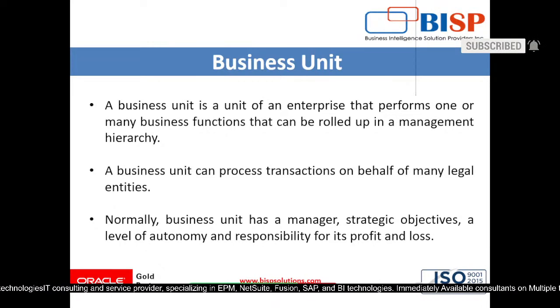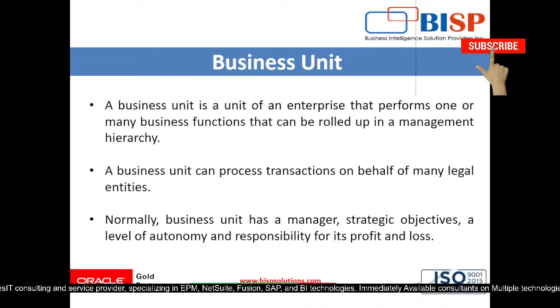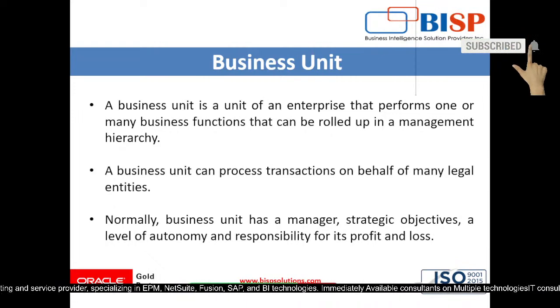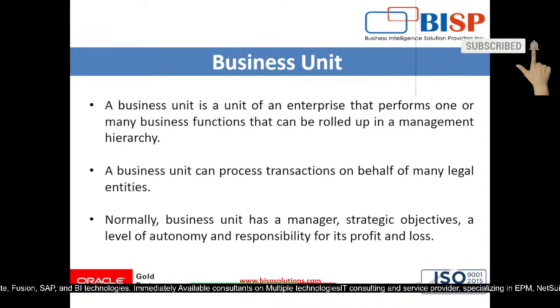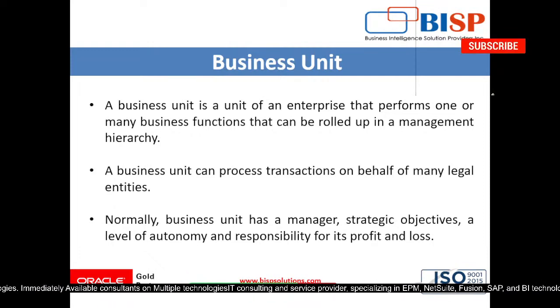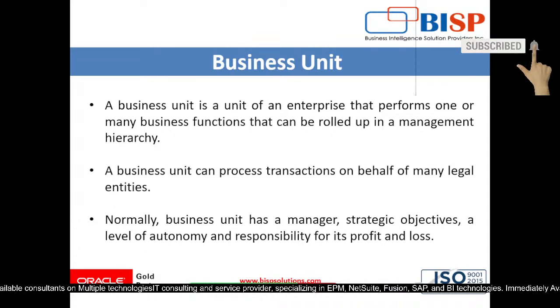And the business unit can process the transactions on behalf of the legal entity which we created earlier. Normally the business unit has a manager, strategic objective, and a level of autonomy and responsibility for its profit and loss, right? And the business unit processes the business transactions using the reference data set that reflects our business rules, and the policies can differ from country to country, right? The policies, rules and regulations differ from country to country.